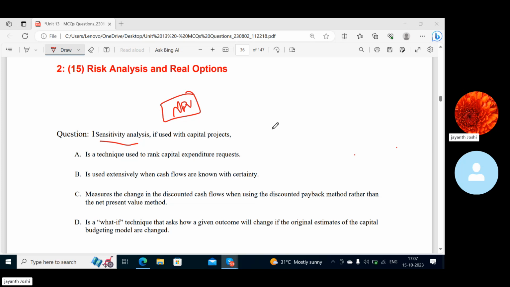So let's go ahead. The question in front of you is sensitivity analysis if used with capital projects. Sensitivity analysis checks how the project's NPV gets affected by certain variables which can have an impact on it, like selling price, discount factor, or sales volume. How sensitive the NPV of a project is with respect to changes in these factors is what we check in sensitivity analysis.